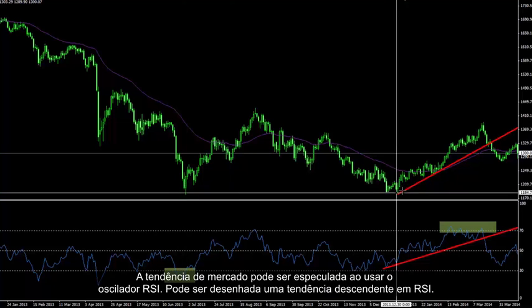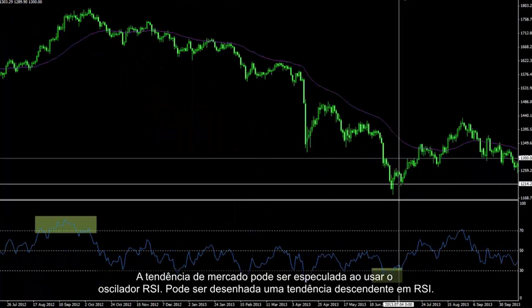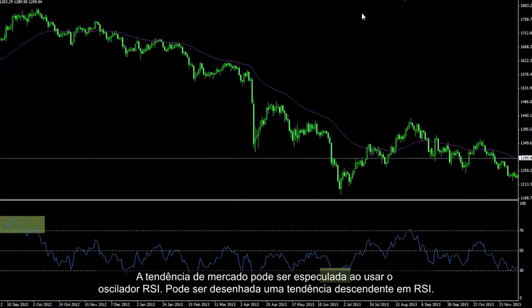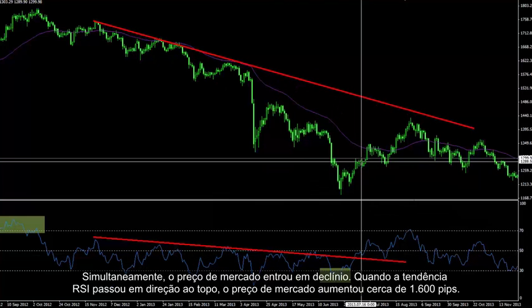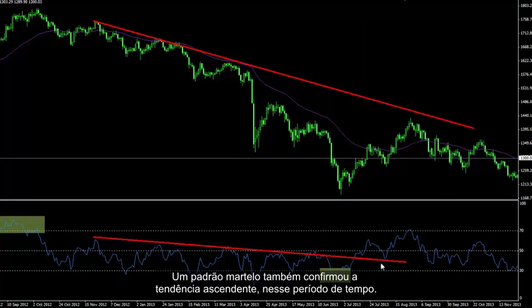Market trend can be speculated through using the RSI oscillator. A downward trend on RSI can be drawn. Concurrently, market price has declined. When RSI trend was passed towards the top, market price has increased around 1,600 pips. A hammer pattern has confirmed the uptrend on the time frame too.